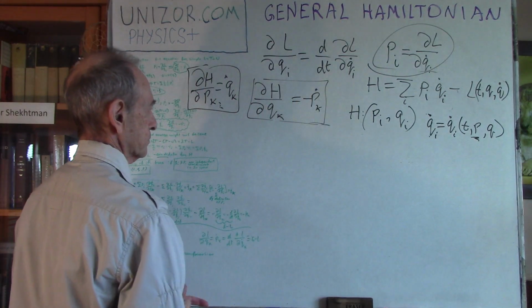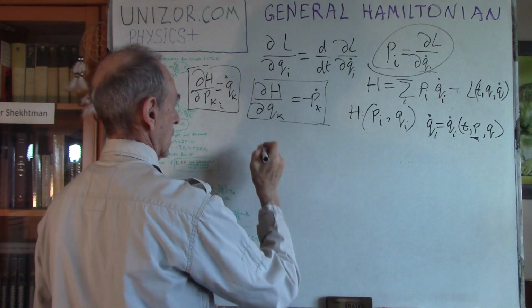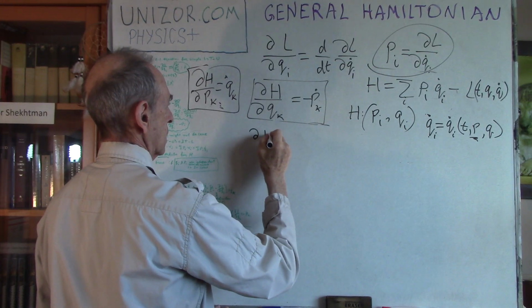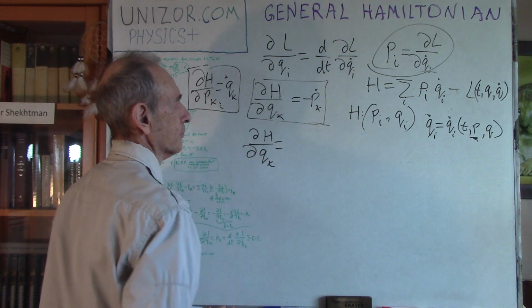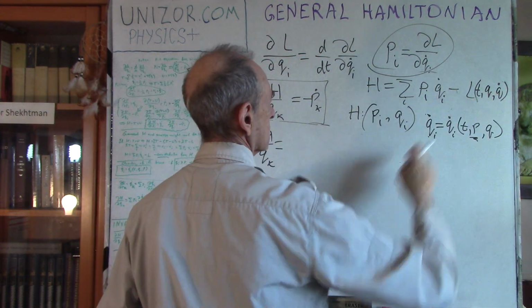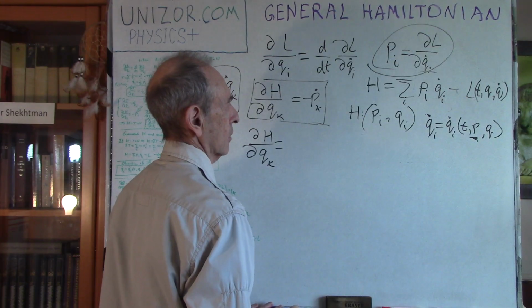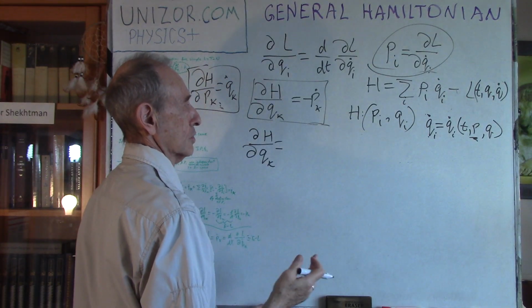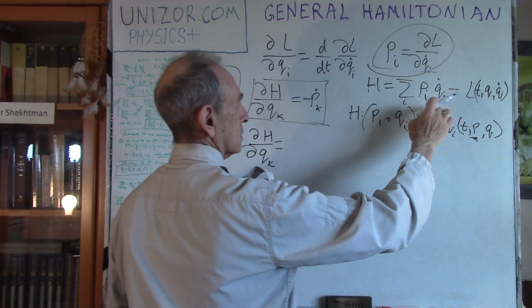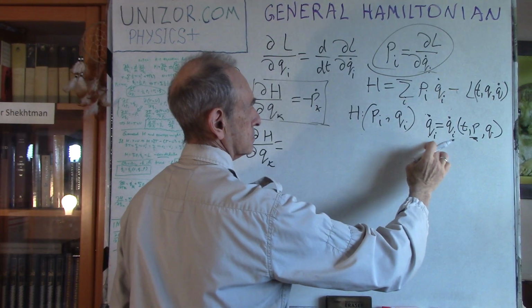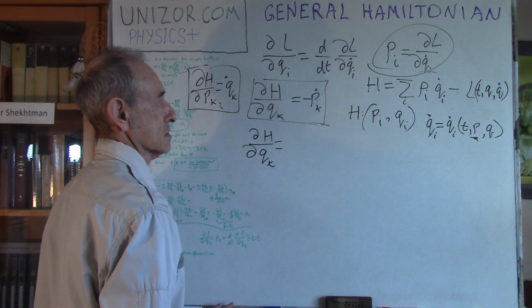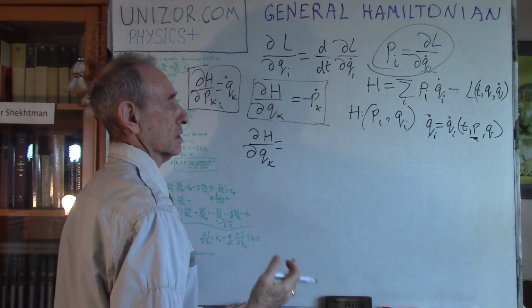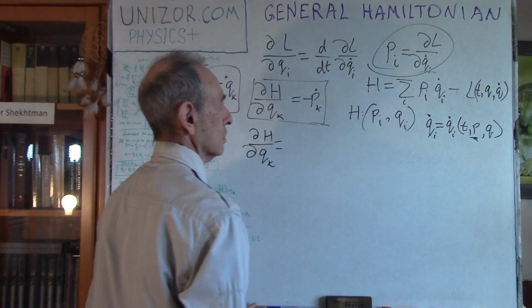Once more. dH by dqk is equal... Okay, this is what it is. Now, where is the dependency on qk? Here. It depends on all the different q's. So we actually have to really do all of them.